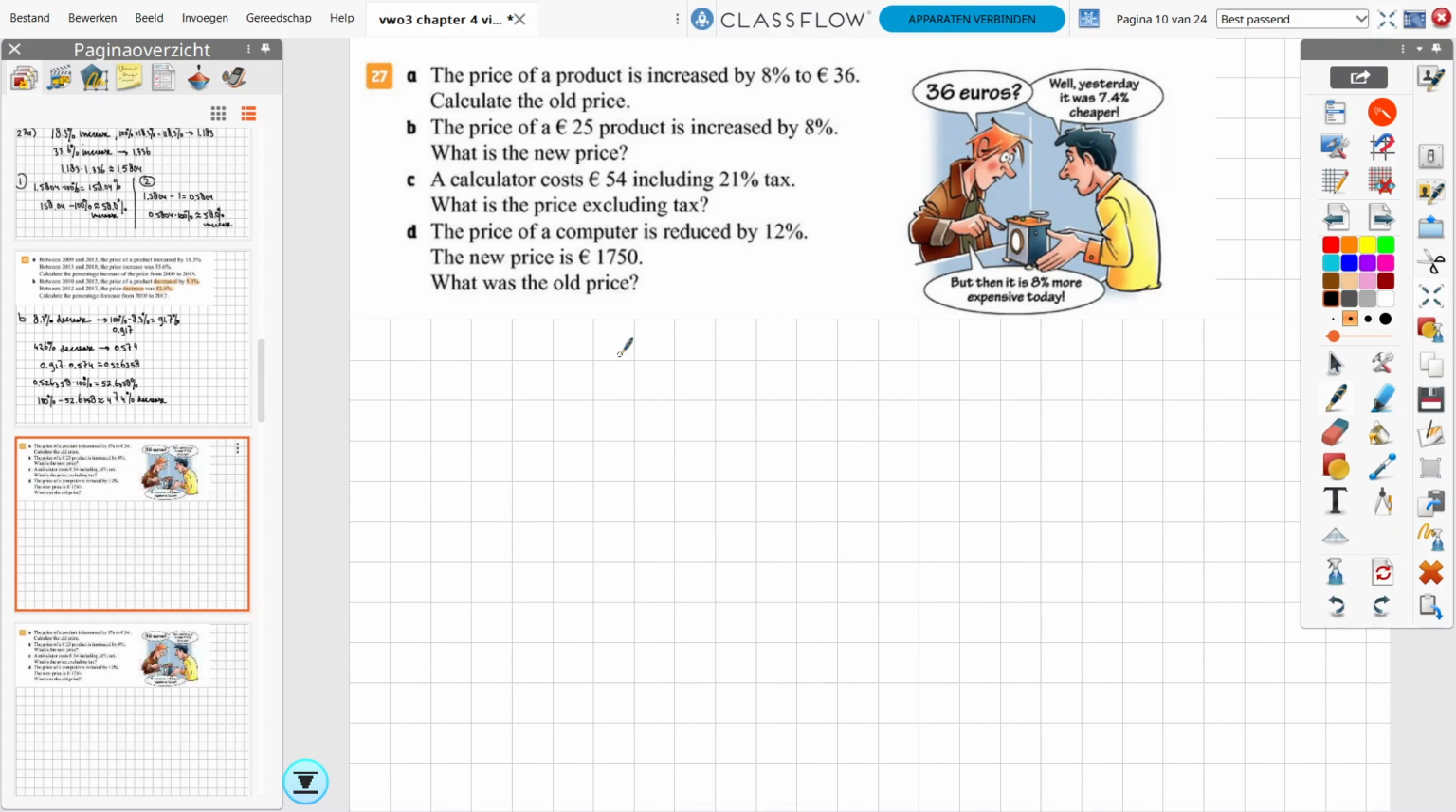Hello everyone, exercise 27 is right now on the menu. Let's take a look. 27a. The price of a product is increased by 8% to 36 euros. Calculate the old price.